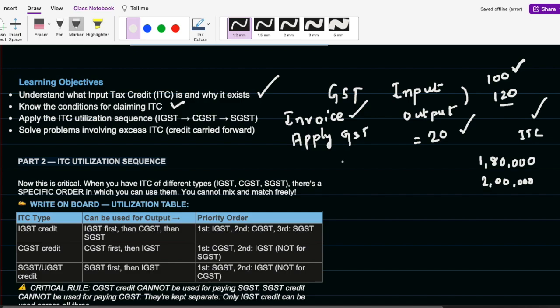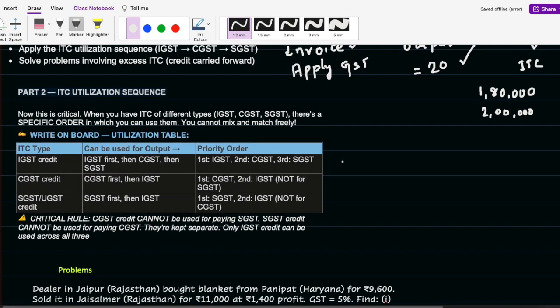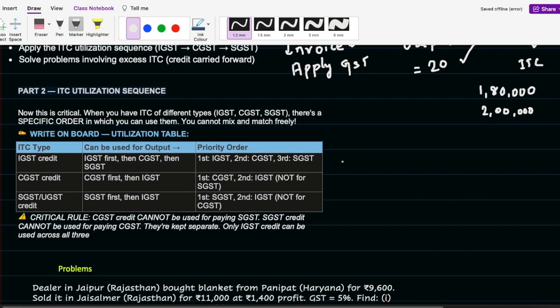For example, we might have paid the tax to the central government or the state government. Now, while claiming, it's not necessary that we might have got the GST from center or state, right? There might be different scenarios. So let's discuss these scenarios, how we have to prioritize, or how there is a utilization sequence of the ITC. What is that?